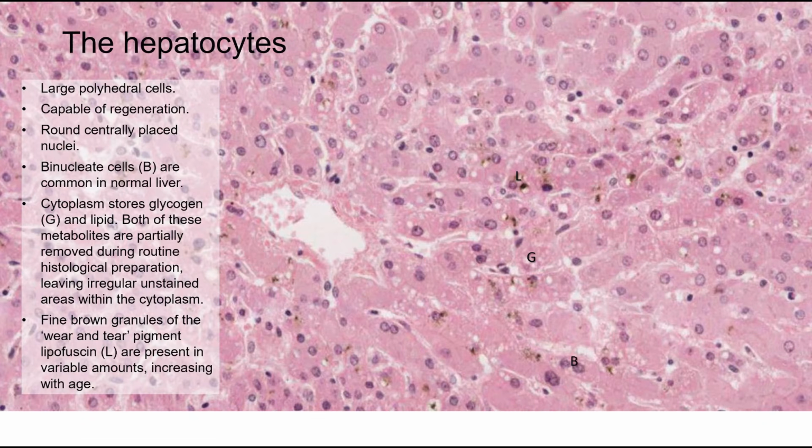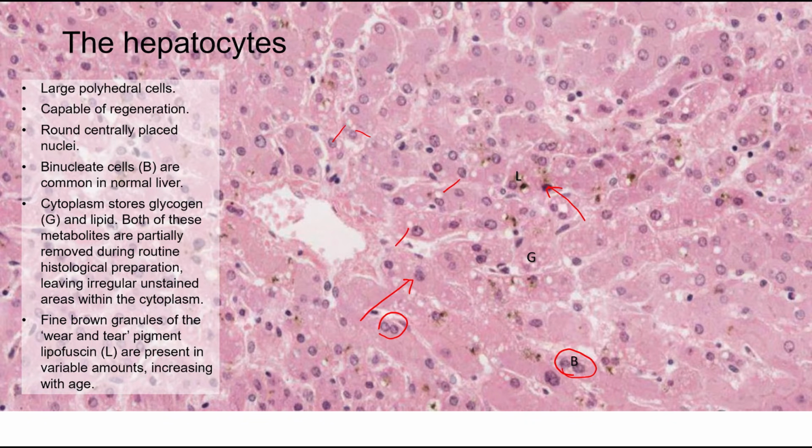The hepatocytes, in this higher magnification, look at this hepatocyte here. This is another hepatocyte. They are large polyhedral cells. They can multiply, regenerate, and they have a rounded, centrally located nucleus. Some of them are binucleated, like here, for example. 2 nuclei. This is another one, binucleate. And the cytoplasm stores a large amount of glycogen, which is washed away during tissue preparation. That's why you will find it vacuolated.